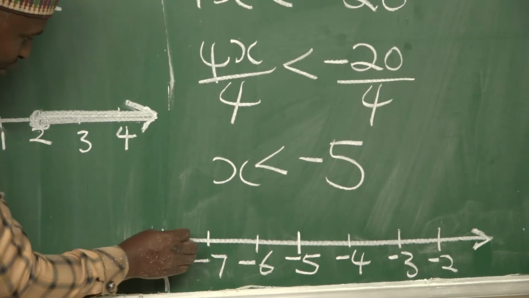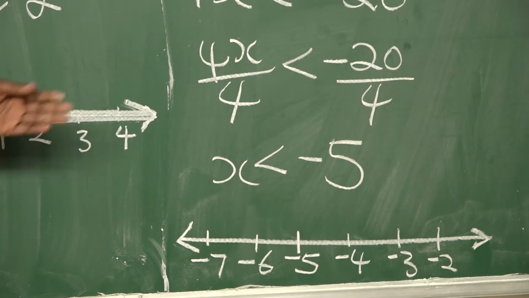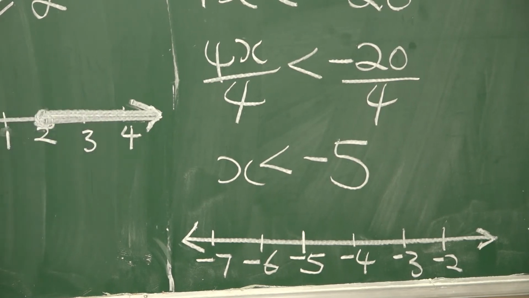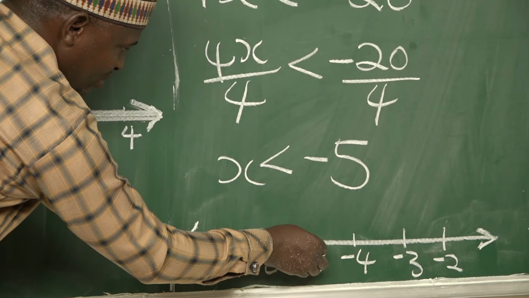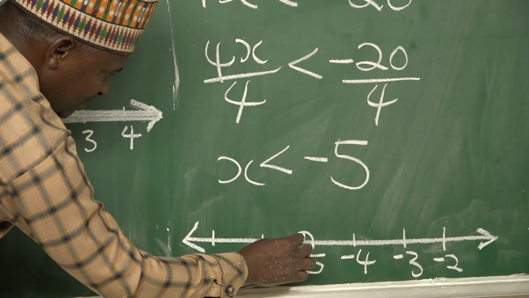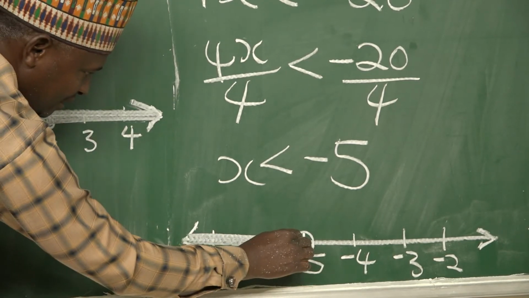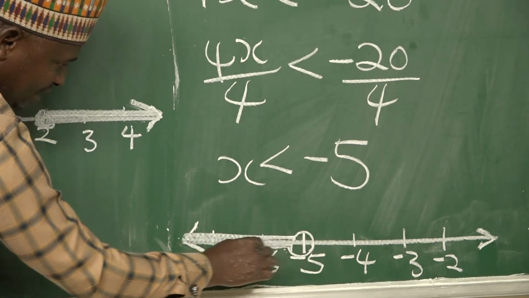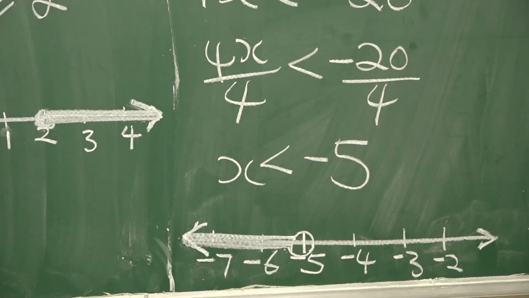Then, since we are looking for numbers that are less than minus 5, it means we are going to move to the left. So when you are moving to the left, you go to where you have minus 5, draw your circle, which is going to be empty, and then make this side of the arrow to be ticked. So this is now the graph.